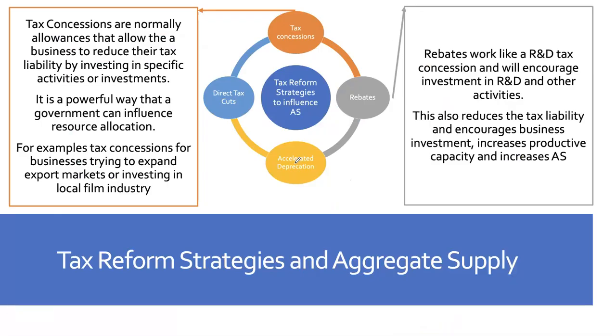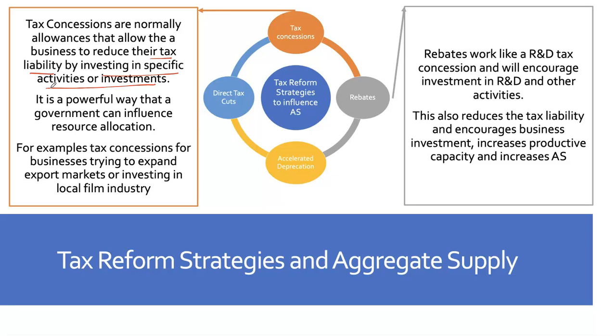So when we talk about tax concessions, they are really allowances that allow a business to reduce their tax liability. It reduces how much they need to pay in tax. And we do this when businesses invest in specific activities or investments. So in short, tax concessions are a way a government says, if you invest in what we want you to invest in, and typically these investments will increase aggregate supply, you can pay less tax. So you can see this is a powerful way that a government can influence resource allocation.